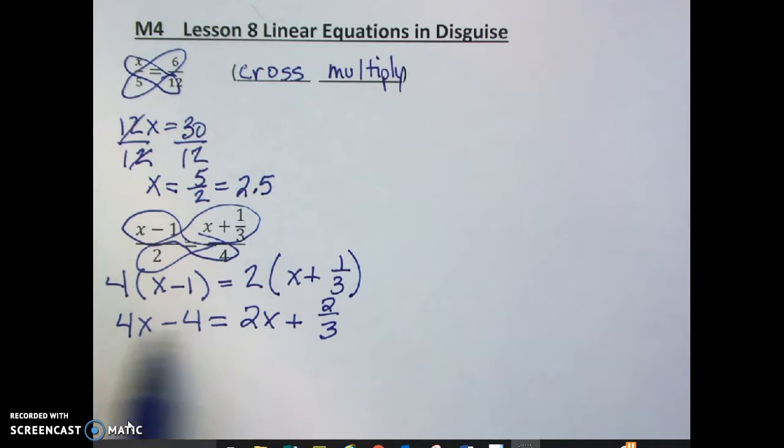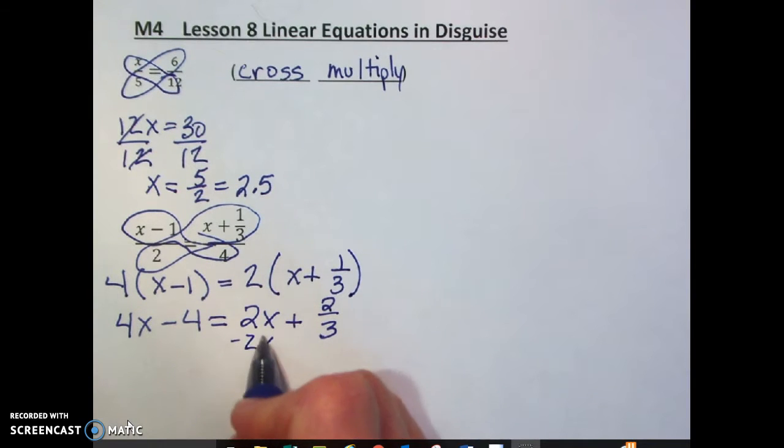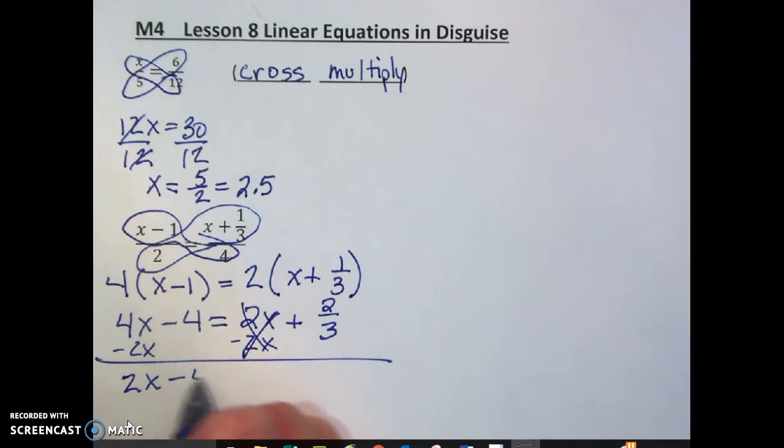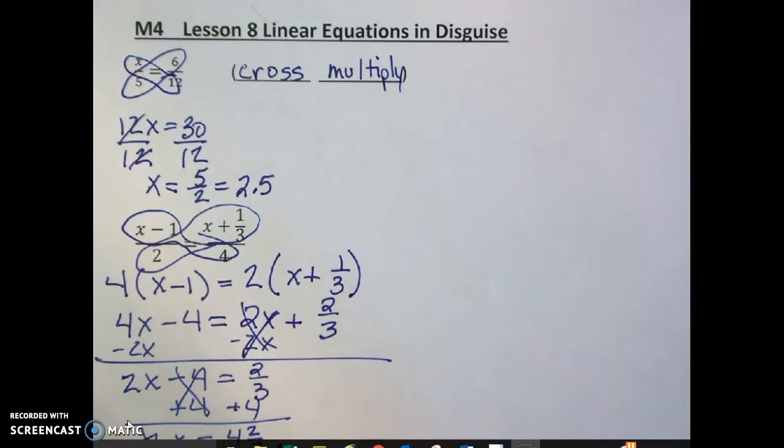Step 3, get rid of one of these x's. So I'll subtract the 2x to get rid of that term. And then two-step problem now, add 4. And then divide by 2. So x equals 9.3, repeating, or 28 over 3.